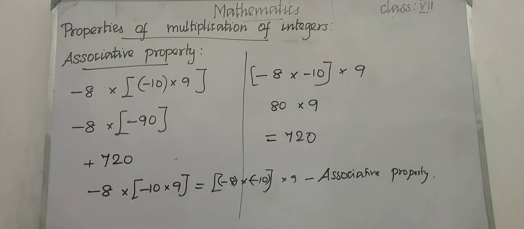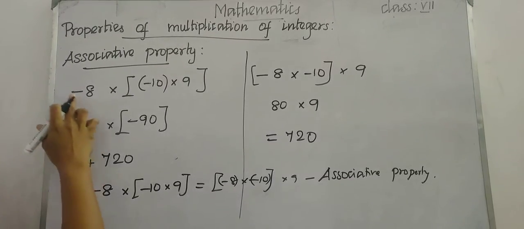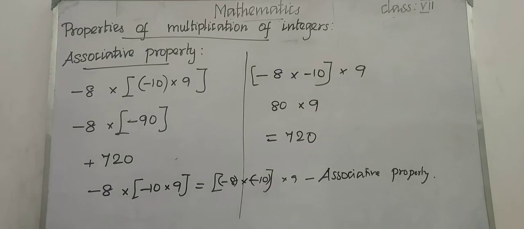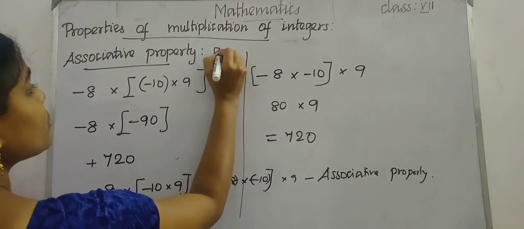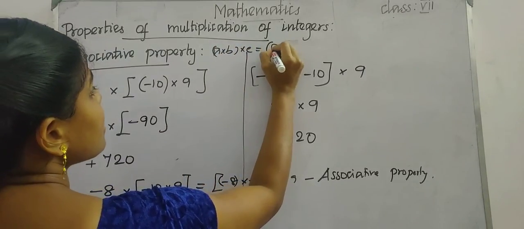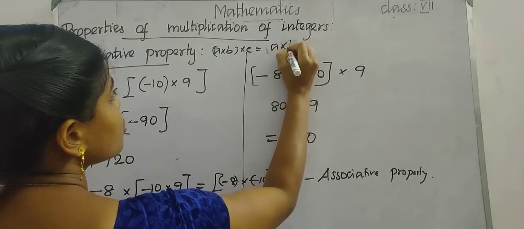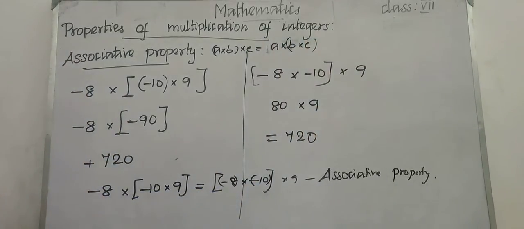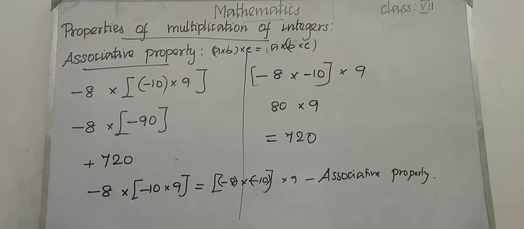All these three are integers, so we can say it is A into B into C equal to A into B into C, okay children. So if we are having A, B, C as three integers, we can have the associative property as A into B into C equal to A into B into C. So we can say multiplication of integers hold associative property.